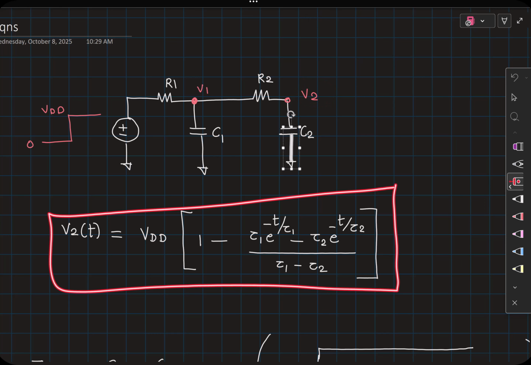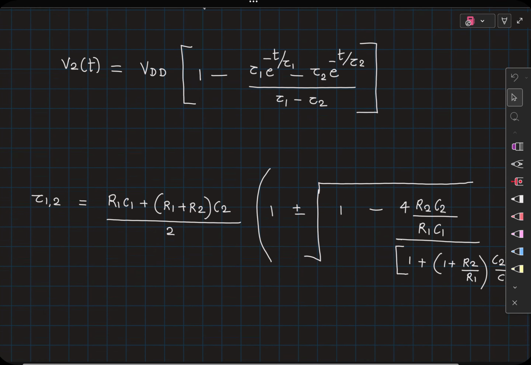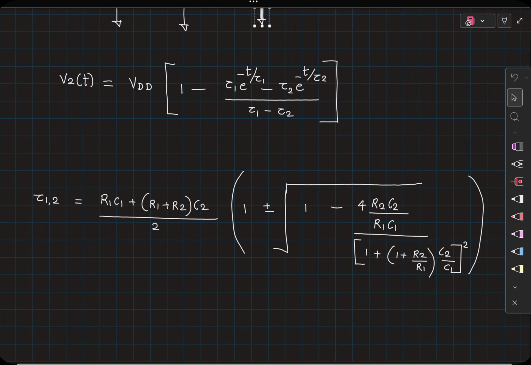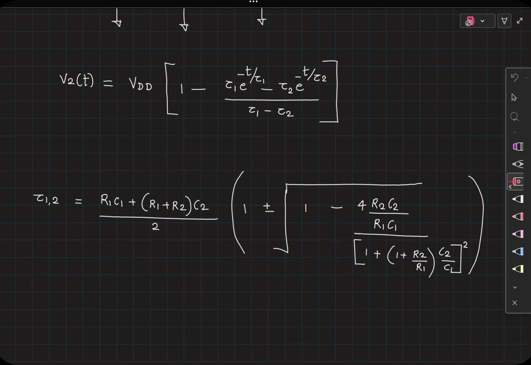Because this is a second order RC circuit, you can see that there are two time constants associated with it. There is a tau1 and tau2. The expressions for tau1 and tau2 are given by this. So you put plus or minus: you put plus, you get tau1, you put minus, you get tau2. And you can see that this expression is slightly more complicated than we would have liked. Of course, it's still usable, just that we did a lot of approximations.